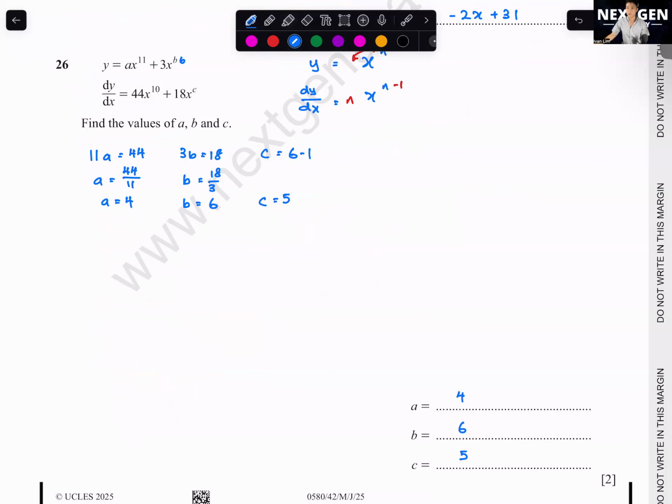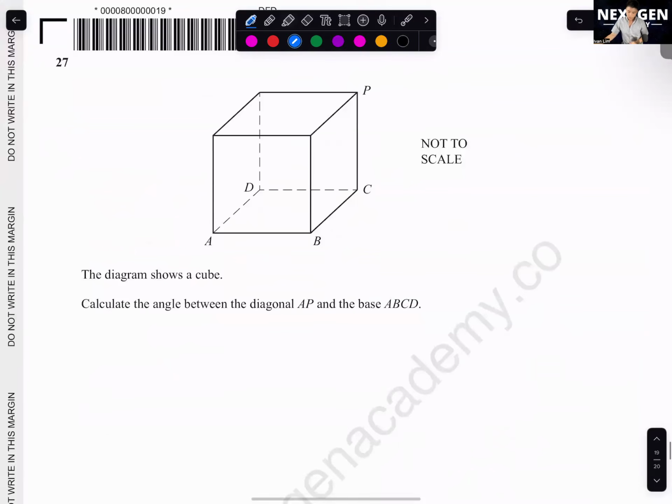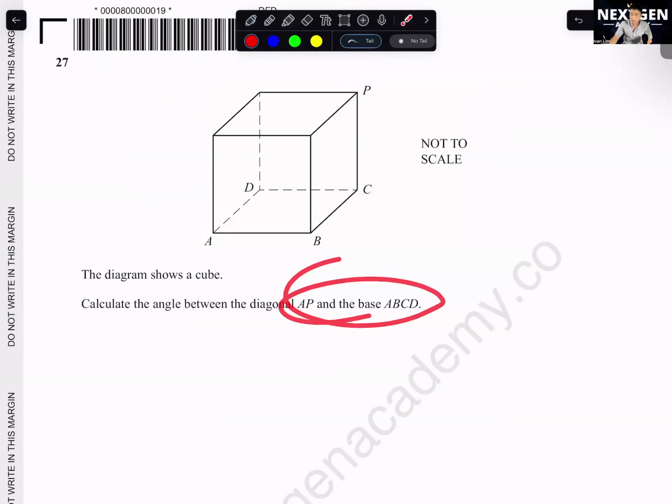Alright, okay, one last final one. A lot of you got stuck on this specific question, right? 4 marks question. The diagram shows a cube. Calculate the angle between diagonal AP, A and P, and the base ABCD.